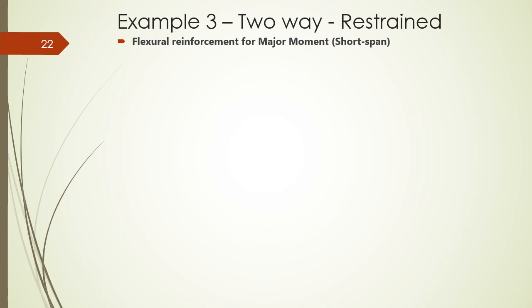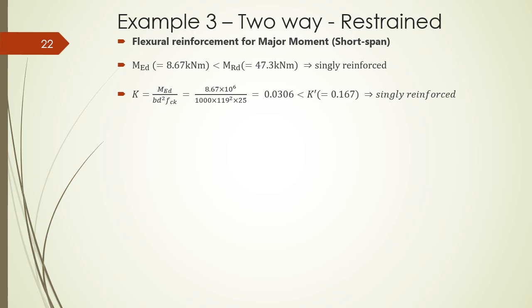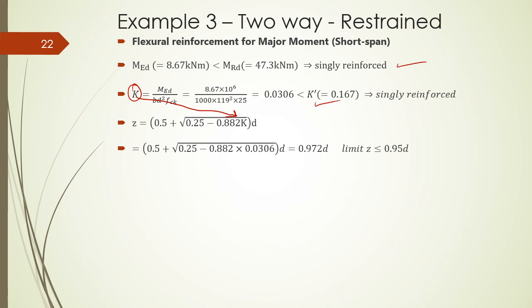We'll then go ahead to calculate the flexural reinforcement for the major moment, which will give us that the moment effect of the design load is less than MRD, that's singly reinforced. We'll calculate K and get that K is less than K prime, so singly reinforced. It may seem like repetition to get the value of K, however, we always need the value of K in order to determine the lever arm Z.